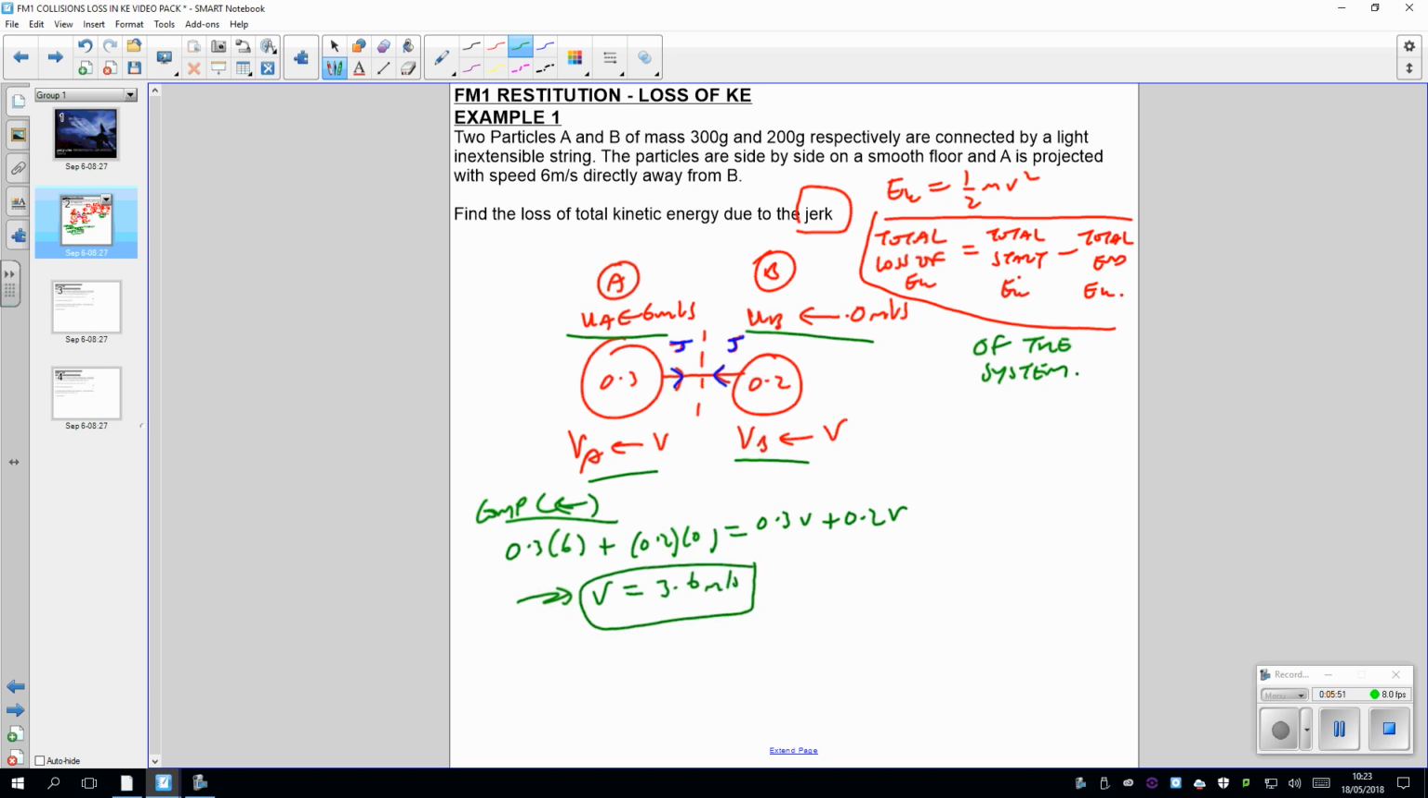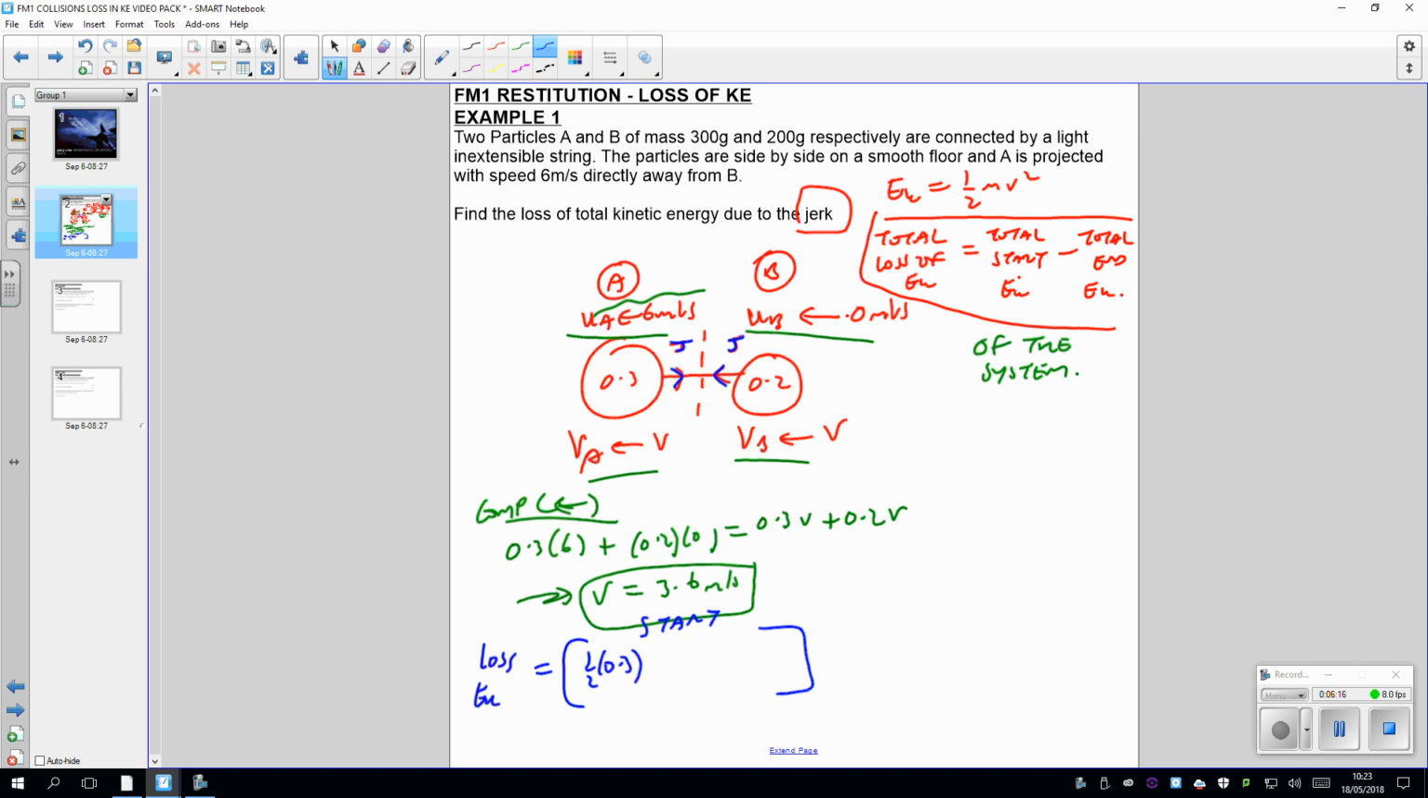And it makes sense it slowed down a bit from when it started at six, because A is carrying B with it, right? So now we can find the loss of EK. So loss of EK equals, remember what we said, total start, but each particle separately. So total start, half. I'm going to do particle A first, half.